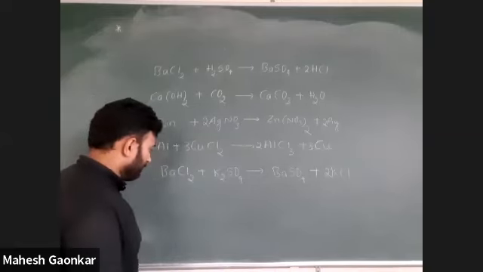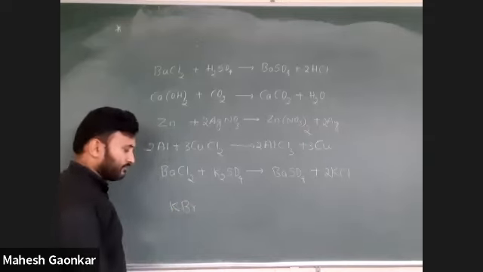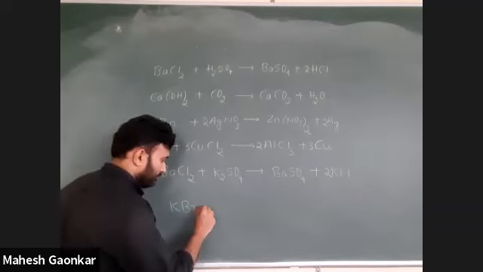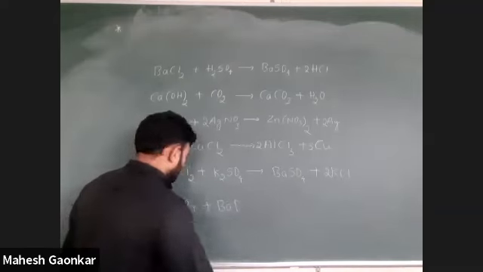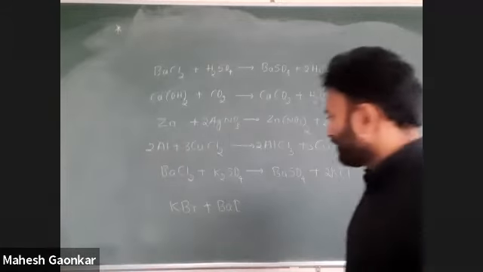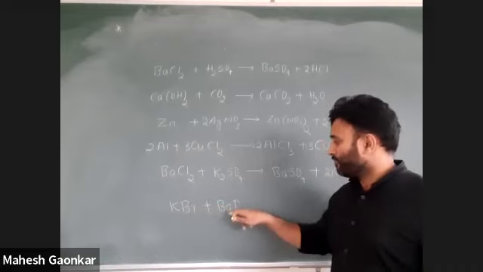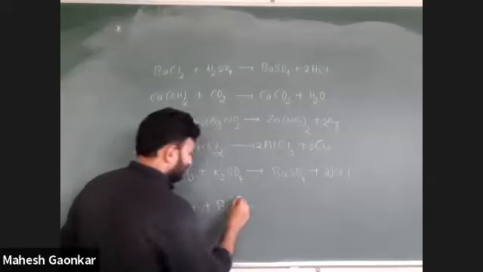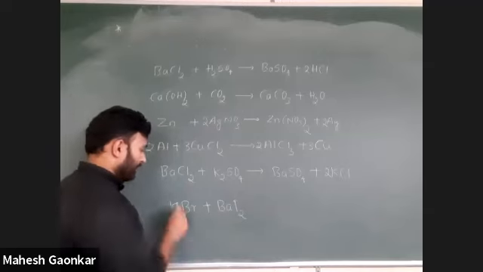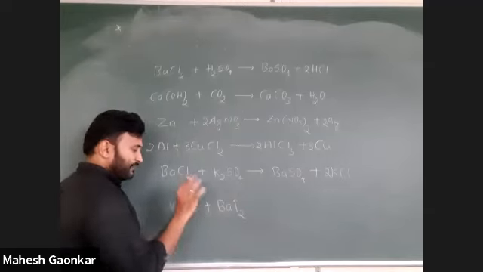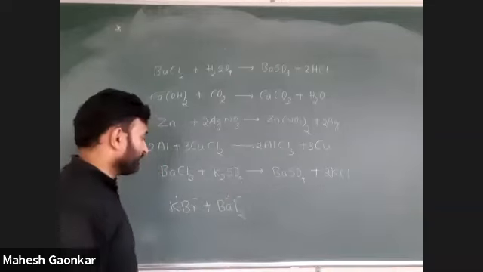Yes, the first one, potassium bromide. Potassium bromide, formula is KBr, plus barium iodide, BaI2. This is potassium bromide, K plus and Br minus, plus barium iodide, Ba2 plus and I minus, so it should be BaI2. KBr, this is K plus Br minus, that is why KBr. This is Ba2 plus and I minus, that is why the formula should be BaI2. See, there is no other way.